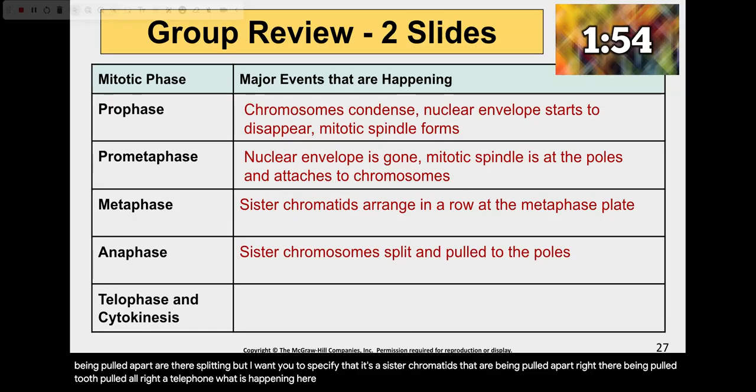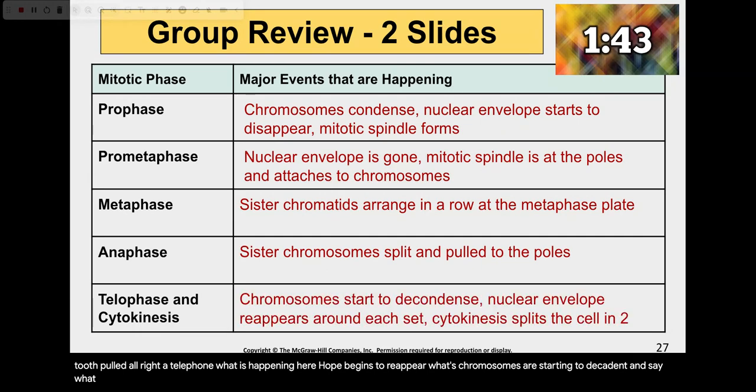The nuclear envelope begins to reappear. Chromosomes are starting to decondense. And cytokinesis does what? Splits them apart. Yes, splits that cytoplasm. We are ending up with 2 daughter cells. All right. Any questions about these phases? All right, let's put this into practice then.